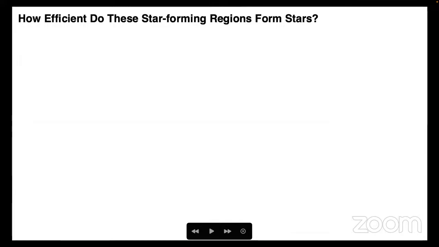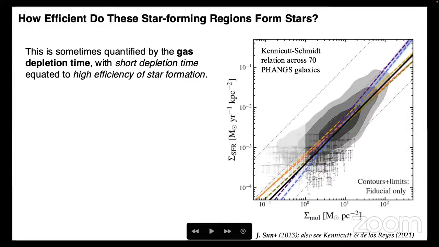To answer this, before we answer this, I want to make some quick clarification in terms of terminology in the field. Sometimes when people talk about star formation efficiency, what they are actually referring to is the ratio between star formation rate and the gas mass. So this is sort of the classic Kennicutt-Schmidt relation. If you divide the two axes, you get a quantity with a time unit on it. That is the depletion time.